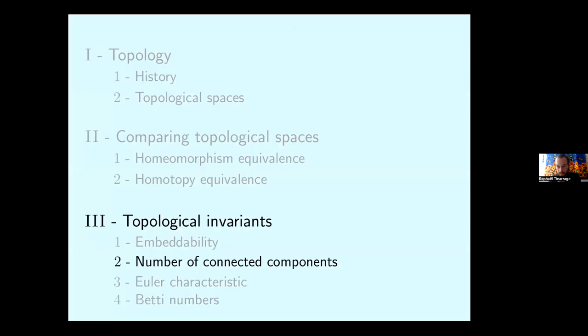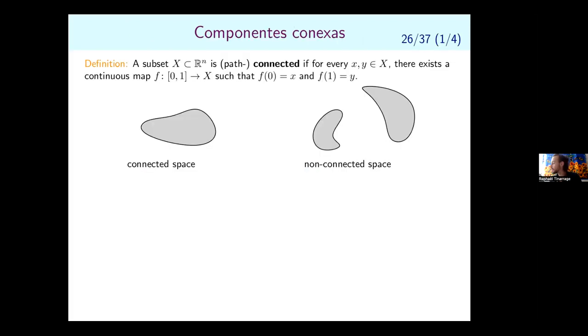Let's talk about another invariant, the number of connected components. I say that a topological space X is connected if for every pair of points, x and y, you can find a path between x and y. What is a path? It's a continuous map from [0,1] to X, such that f(0), the initial point, is x, and the final point is y. For instance, this space is connected because you can connect x and y. This is not a connected space because in order to connect x and y, you have to exit the space, and so you cannot define this continuous map.